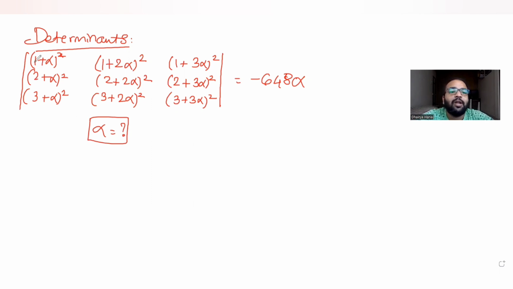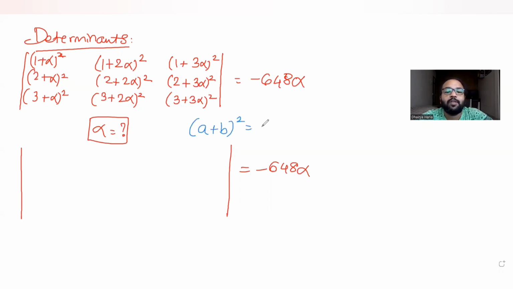So first of all, I'll try to expand all of these elements. Then we'll try to understand what to do with the determinant. So if I keep it here, it's equal to minus 648 alpha. Now, first thing I can do is everyone is having a square of a plus b. So I will use the idea which we already know, that is a plus b the whole square, that is a square plus 2ab plus b square.